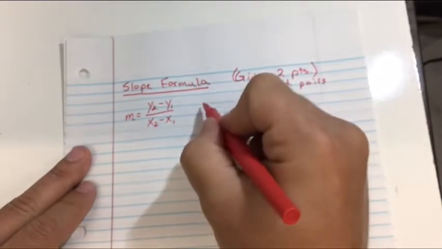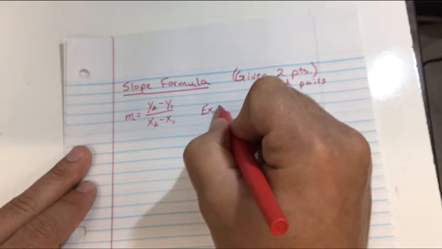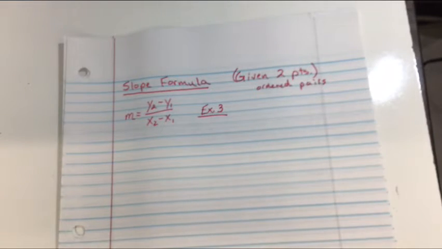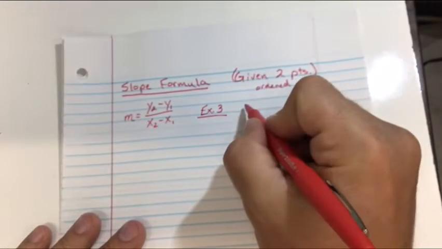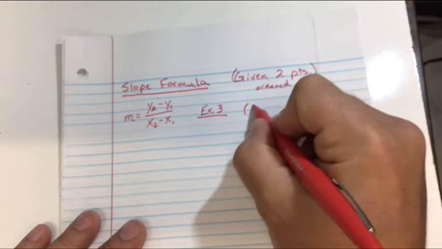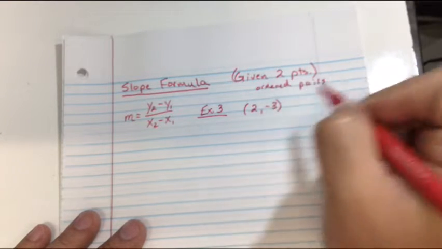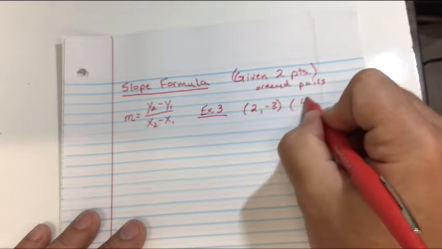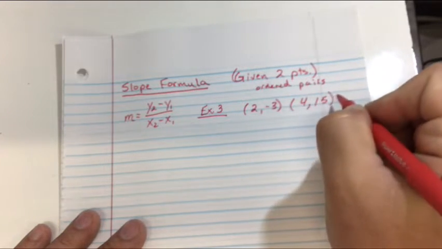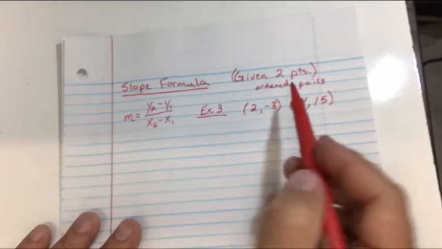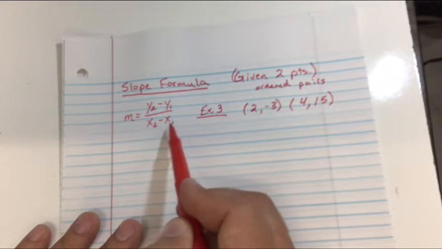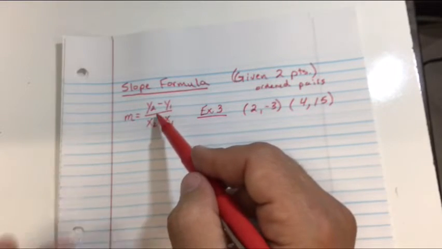So here's our example using our slope formula. Okay? Let's say I started with these 2 ordered pairs. 2, -3, that'd be a point on the graph. And then the line goes through a second point at 4, 15. And so what we're going to do is identify these numbers as y2, y1, x2, and x1. Okay, y2, hang on, that's a little blurry. Let me fix that.